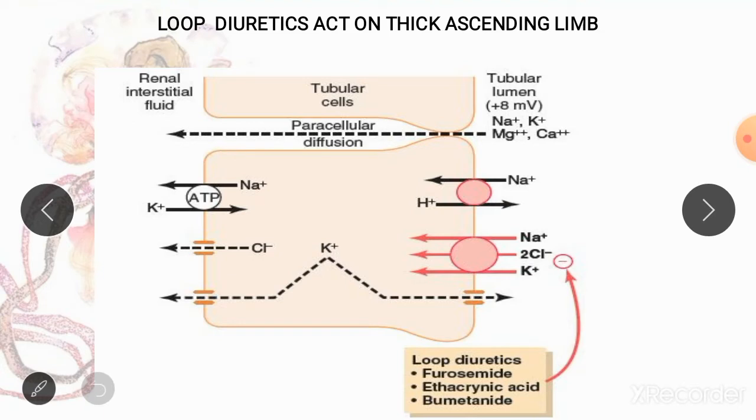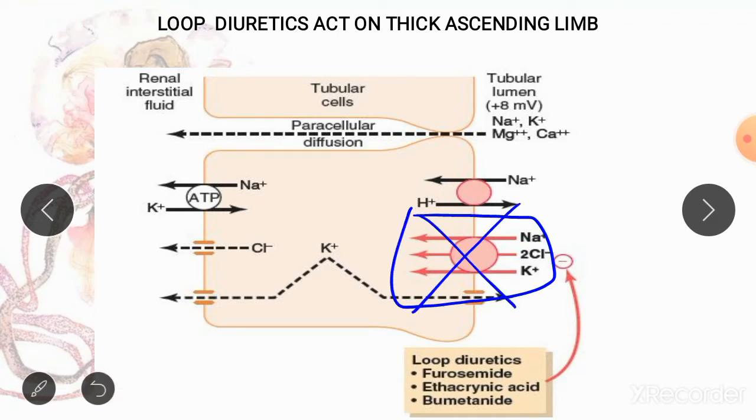And when you need to remove fluid from the body in form of urine, either to reduce swelling from the body or to reduce blood pressure, these drugs are given to a person, and these are known as loop diuretics. Now what loop diuretics do is they act on the sodium potassium 2 chloride transporter and they inhibit it.